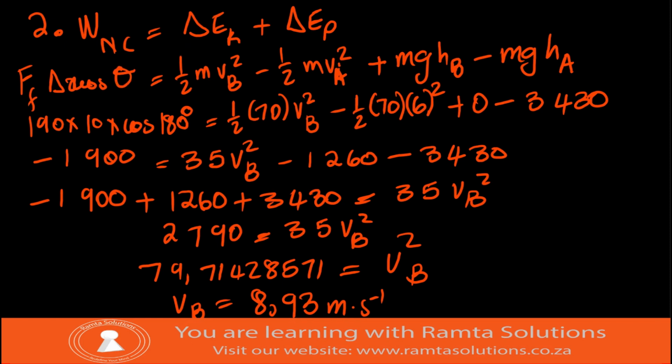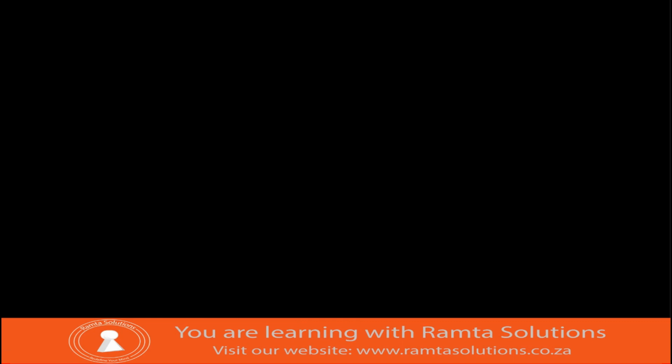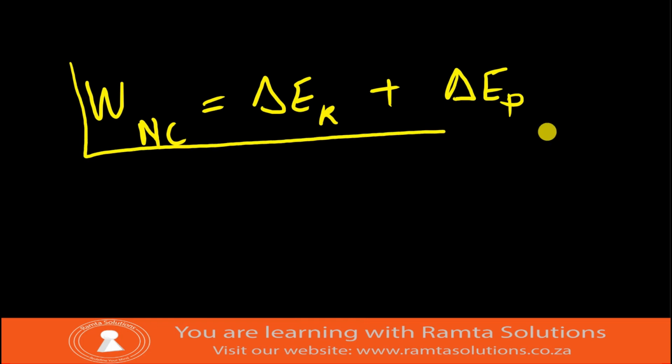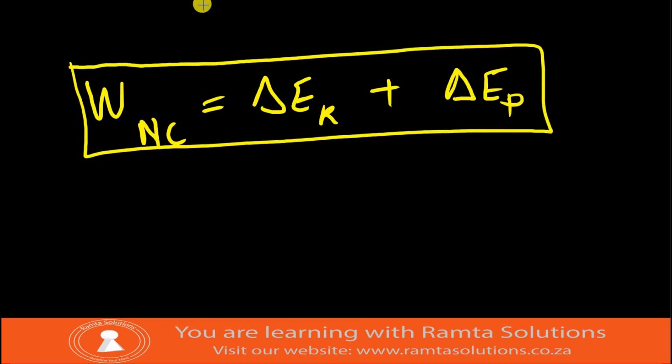Right. So in conclusion, let me say this, guys. Work done by a non-conservative force is equal to change in kinetic energy plus change in potential energy. This works when you have forces other than gravity. Okay, when you have your friction, applied force, and so on. This is when you can use this formula.